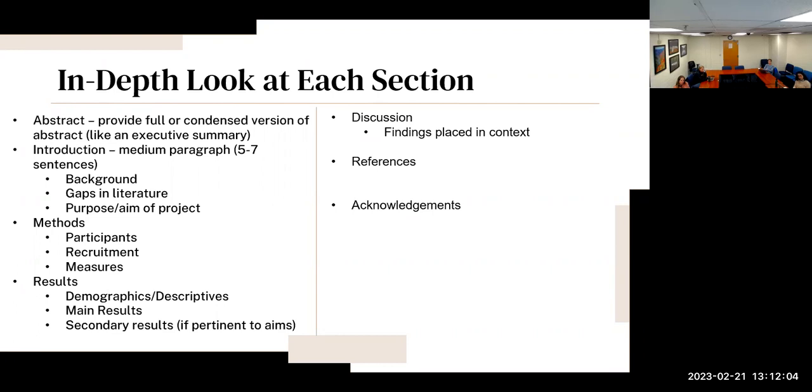Your discussion is where findings are placed in context. So in context of literature, in context of policy, in context of current public health practice, something like that. And then also within your discussion, you're going to be saying what future directions we should take. What's missing from this study? We talked about gaps at the beginning. What do we still leave for gaps for now? Because we always do.